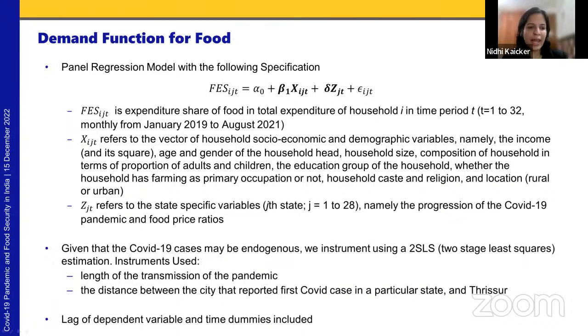In addition, we use the lag of the dependent variable and the time dummy variables to examine changes in food expenditure shares over time. And given that COVID-19 cases may be endogenous, we instrumented using a two-stage least squares estimation. In the first stage, we estimate COVID-19 cases by two instruments. These are the length of the transmission of the pandemic, and the distance between the city that first reported a COVID case in a particular state and where it was first recorded, that is in Thrissur, Kerala.